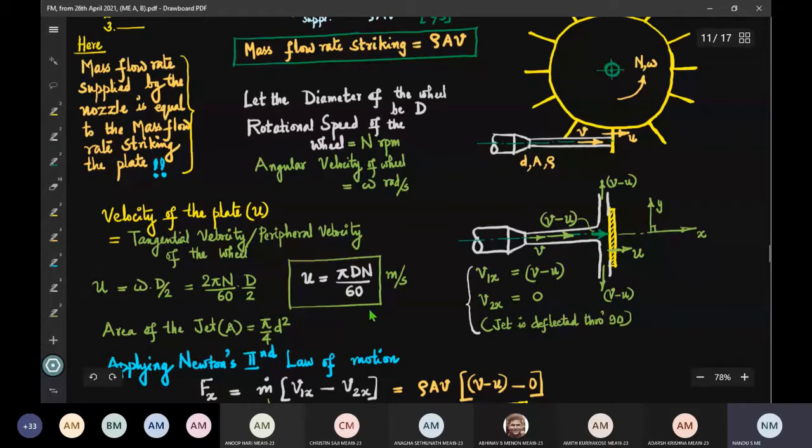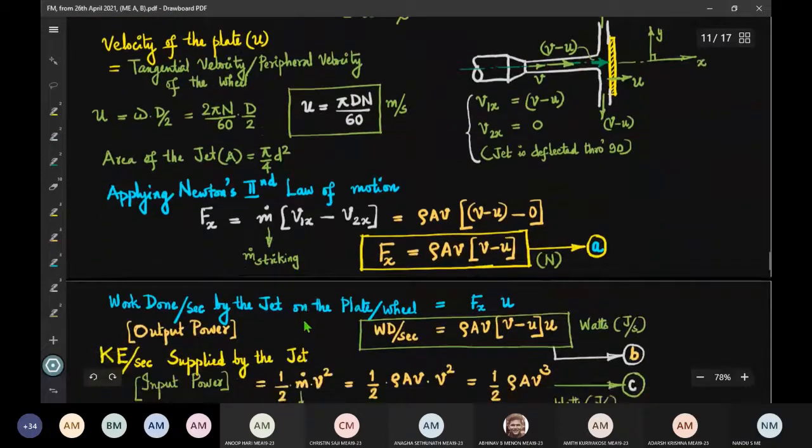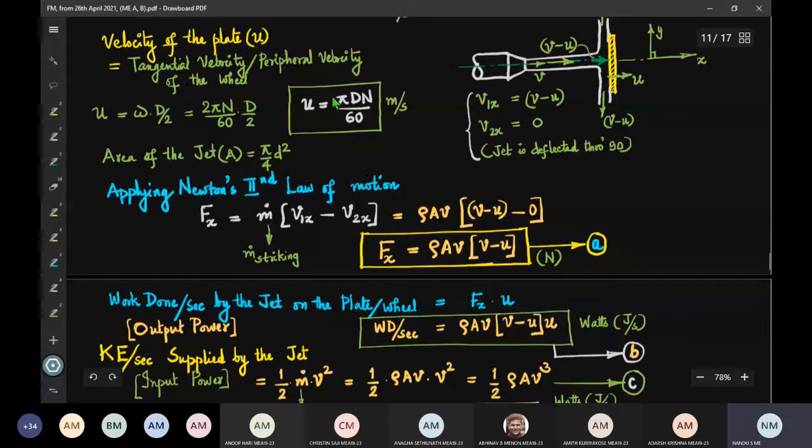So whenever you have a vane fixed on a wheel, the tangential velocity of the wheel, or the velocity of the vane, or the velocity of the plate, can be written as pi d n by 60. So you have to use that effective diameter, that's all. Pi d n by 60 meter per second is the tangential velocity or peripheral velocity of the wheel or velocity of the plate. For solving numerical problems, please keep this idea in mind.